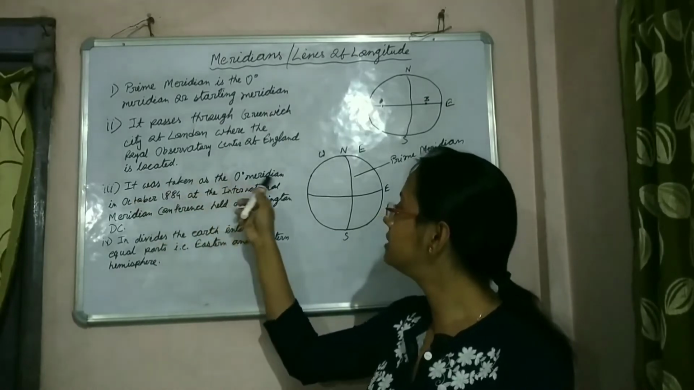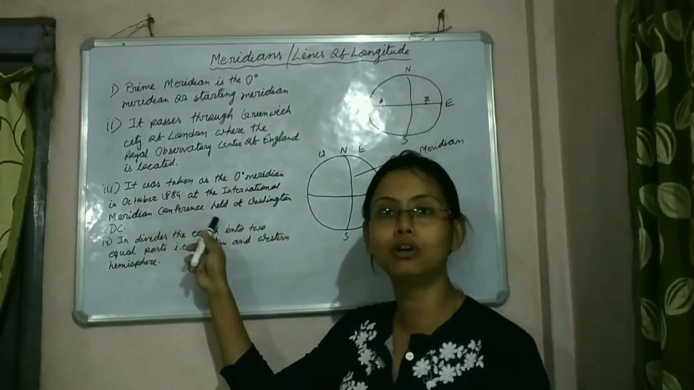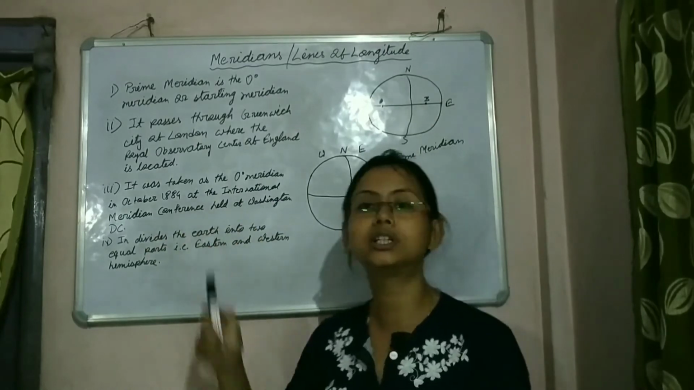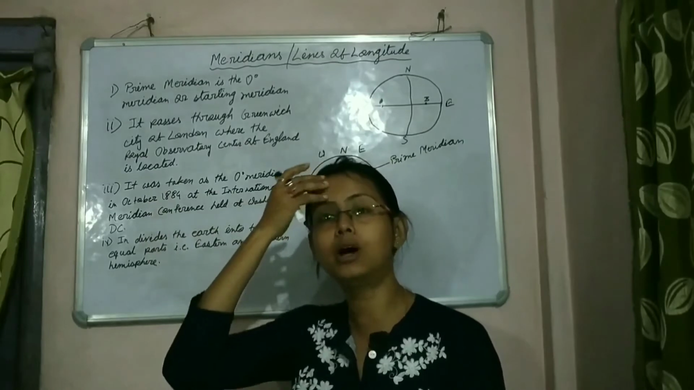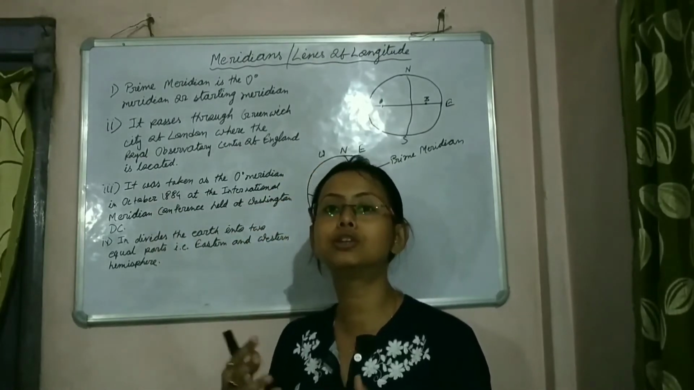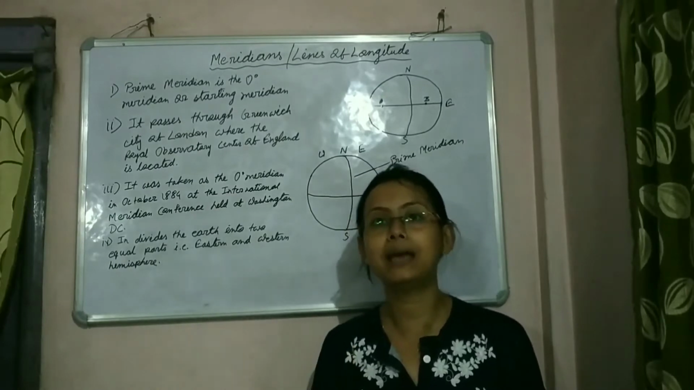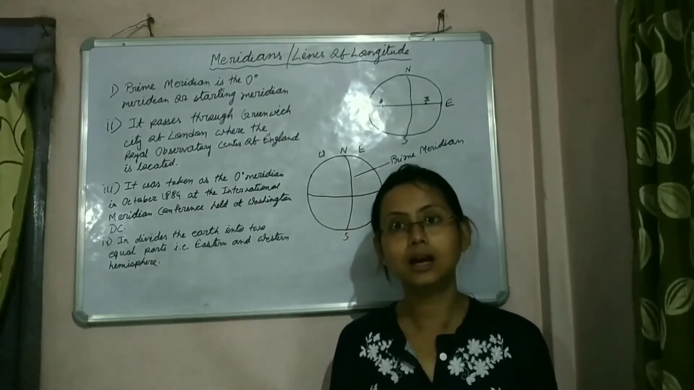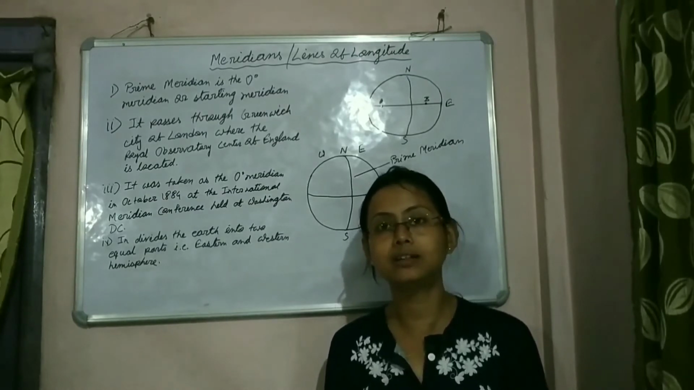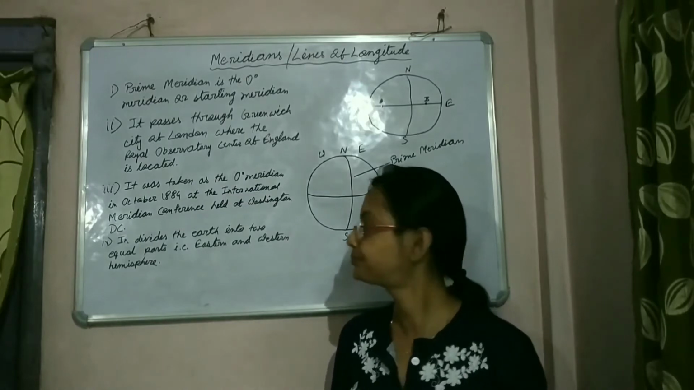It was taken as the 0 degree meridian in October 1884 at the International Meridian Conference that was held at Washington DC. In this year, October 1884, an international conference was held at Washington DC to decide which will be the prime meridian. The reason is, I have already said that all the meridians look the same. That is why it is difficult.